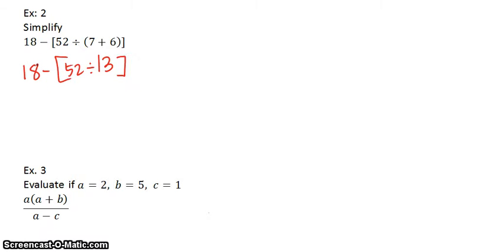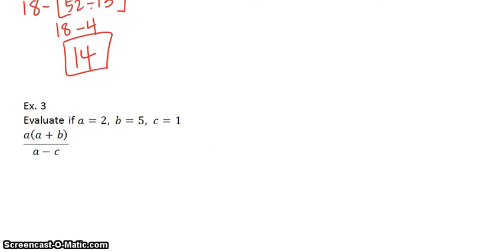Now my next step is the brackets, okay? That's the next grouping symbol. So 52 divided by 13 is 4. I used my calculator for that, so don't think I'm magic. Okay, so again, I got rid of the brackets because I already simplified what's inside of it. So now we have 18 minus 4, which is 14.